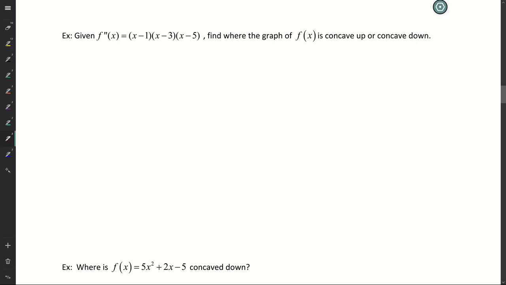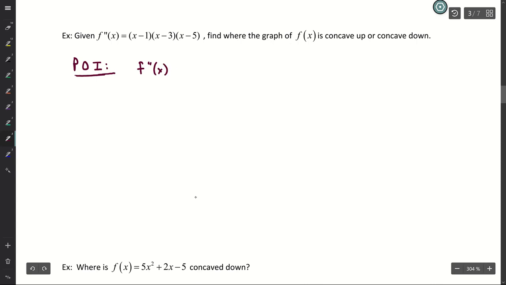So find basically possible points of inflection. We abbreviate that on here, possible points of inflection, so POI. All right, and possible points of inflection are going to occur either where the second derivative is equal to 0, or where the second derivative is undefined.